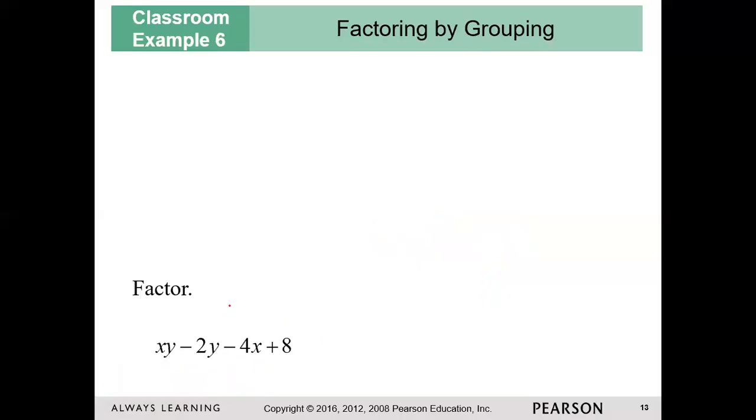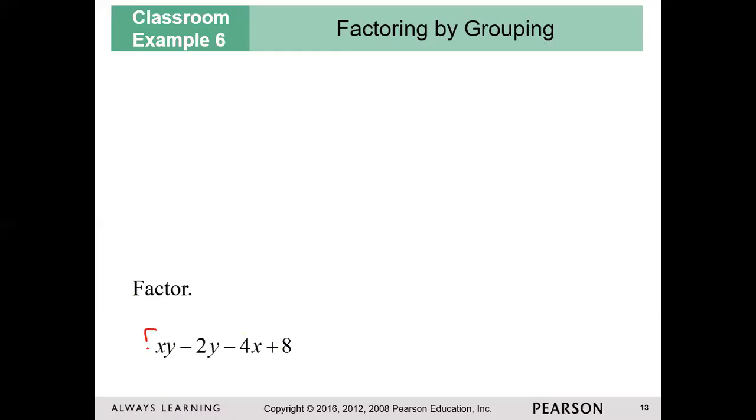All right, so let's take a look at this one now. Again, you look at these terms and you say, do they have anything in common? X here, no X there. 2, 4, 8, but no 2, no multiple of 2 over there. So the 2 is not going to be able to be factored out. There's a couple of Y's here, but no Y's there. So we're going to try to factor by grouping because we have 1, 2, 3, 4 terms.